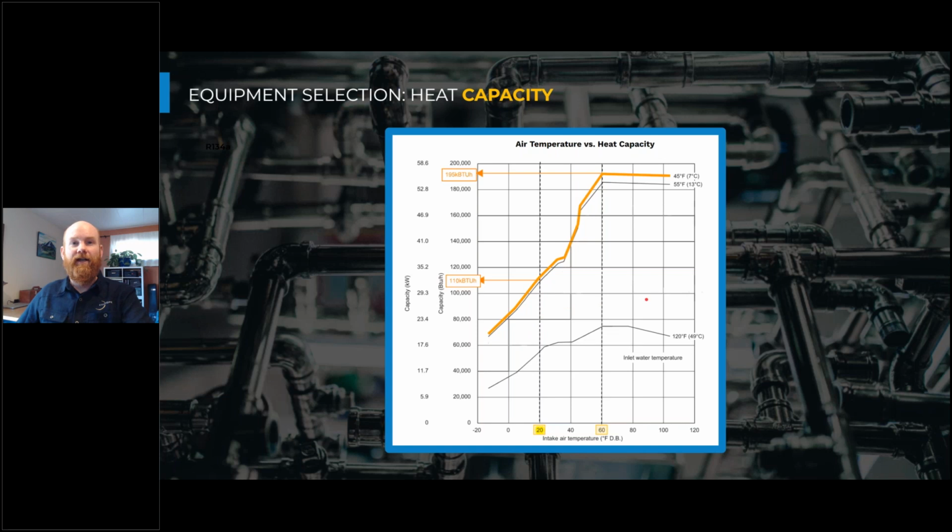The other thing to look at is the inlet water temperature. You can see that if our inlet water temperature is already hot, it's hard to put heat into that water. And so we're not going to have as much capacity at that elevated inlet water temperature as we do at that lower inlet water temperature of 45. So definitely some things to consider there. And if you're interested in this, join one of our other presentations.